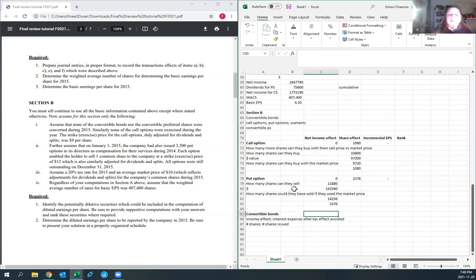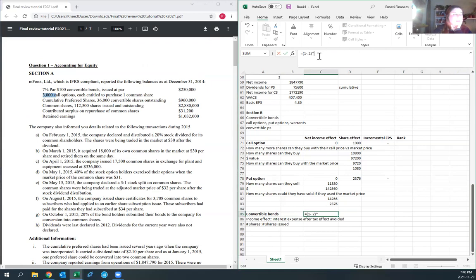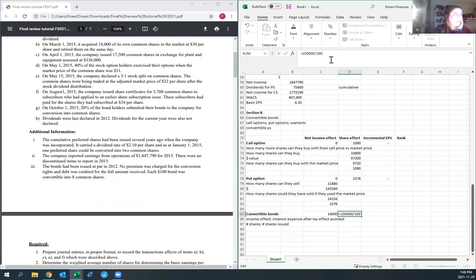So your net income effect is going to be 1 minus the tax rate, which is 20%, times the book value of the convertible bonds, so 250,000, times your interest rate, which is 7%. Your share effect is going to be your number of bonds, so 250,000 divided by 100, times 8 common shares each, since they're all convertible. And then you have to take into account your 1.2 and your 3. And then I'm missing something. Times 10.